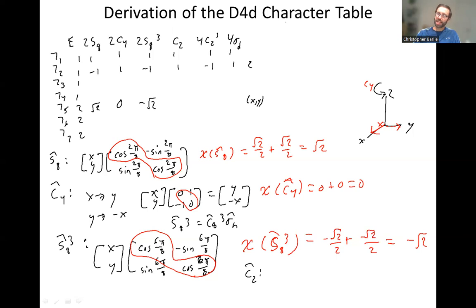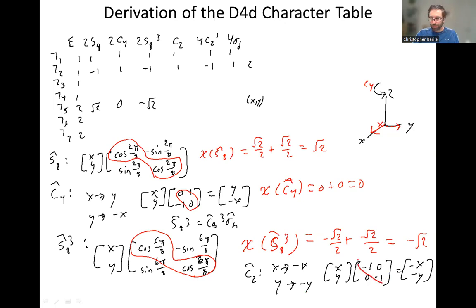C2 swings the x-axis all the way around to negative x. Similarly, y is going to swing around 180 degrees all the way to negative y. So x goes to negative x, y goes to negative y, and so xy goes to basically the inversion matrix. And if we take the trace of that matrix, we get -1 plus -1, and that gets us a -2.